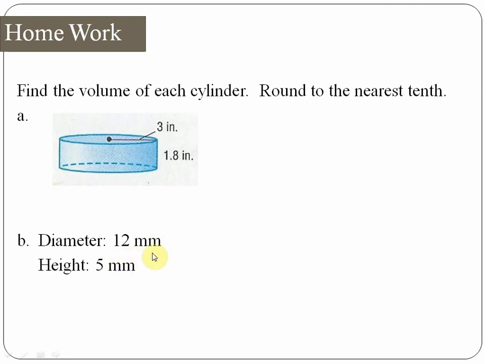12 millimeters is the diameter, 5 millimeters is the height. So you need to convert this diameter into radius, and then just apply the formula, which is V equals pi r square h. You get the answer to this question.